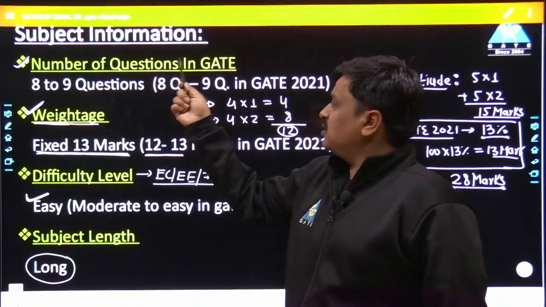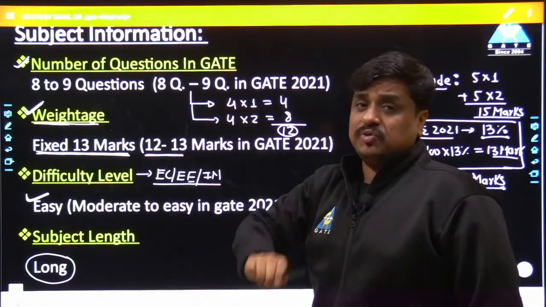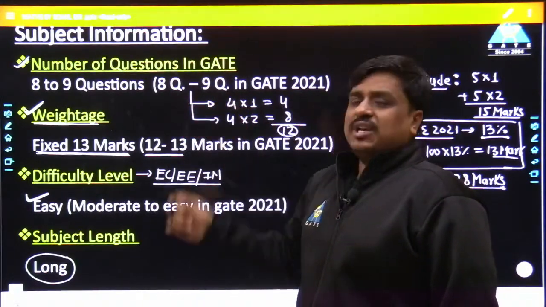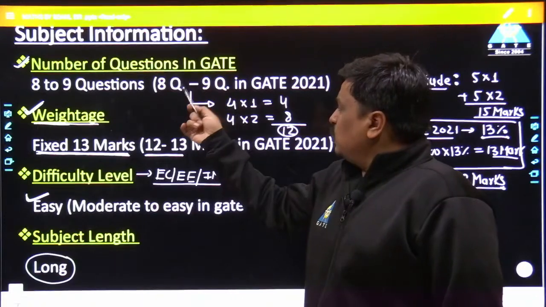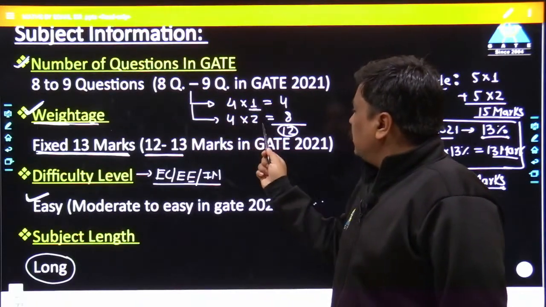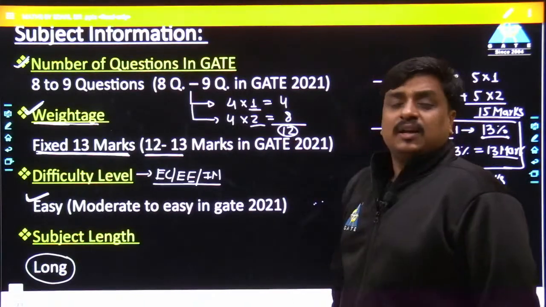The number of questions which do come in engineering mathematics, specifically if I take the reference of GATE 2021 Electrical, Electronics and Instrumentation, 8 to 9 questions have come from this segment. Out of 8 questions, half of them had the weightage of 1 mark, half of them had the weightage of 2 marks. Lump sum, they carried 12 marks.